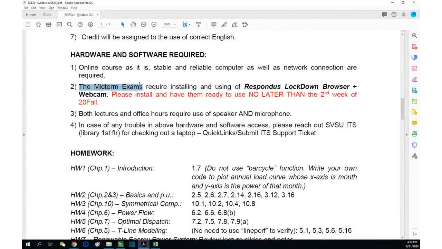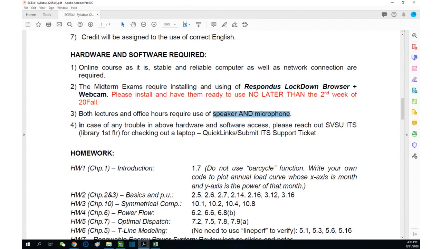Next one is the midterm exam. It requires installing and using the Respondus lockdown browser and webcam. I don't know if everyone here has experience with them from last winter and spring or summer. But if you have some questions or want to even learn from scratch, I provided some tutorial in module 1 as well. And always use both speaker and microphone to attend anything with me.